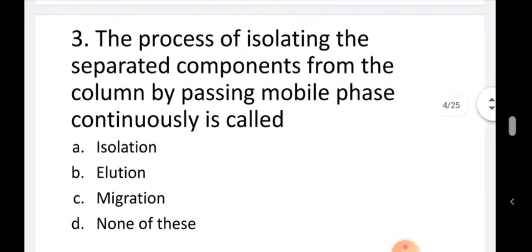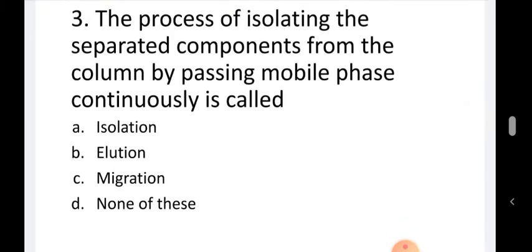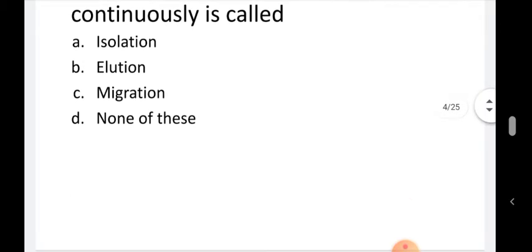The process of isolating the separated components from the column by passing mobile phase continuously is called isolation, elution, migration, none of these. Well, the mixture components are first deposited on the column, and then you pass a little bit of the mobile phase. The mixtures will get separated on the column, but they will be on the column. To remove them from the column one by one, you have to pass the mobile phase continuously, and this process is called elution. So the correct answer is B.